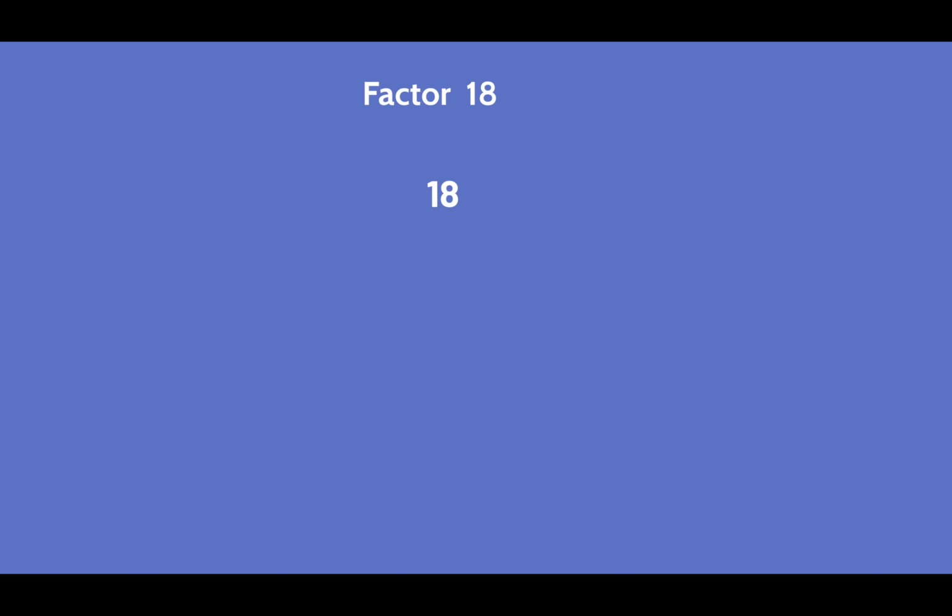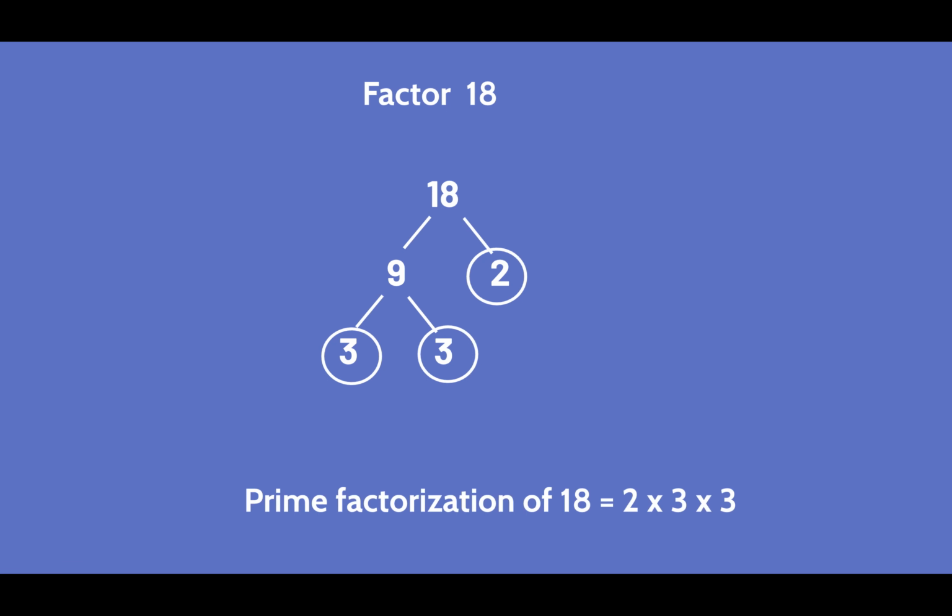Now let's factor 18. Again, we have different choices, but we know it doesn't matter which two numbers we start with, we'll still end up with the same prime factorization. So I'm going to use the numbers 9 and 2. The product of 9 and 2 is 18. I know that 2 is prime, so I'm circling it. But 9 is composite. So I think, what two numbers can I multiply to get 9? 3 multiplied by 3. I know that 3 is prime, so I circle my 3's. And that's the end of my factor tree. So the prime factorization of 18 is 2 multiplied by 3 multiplied by 3.